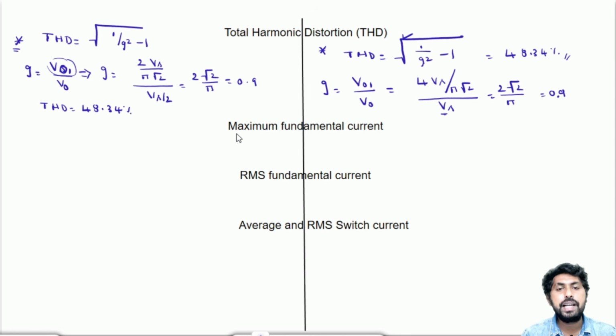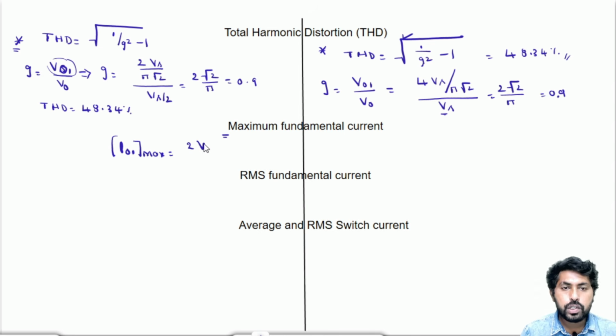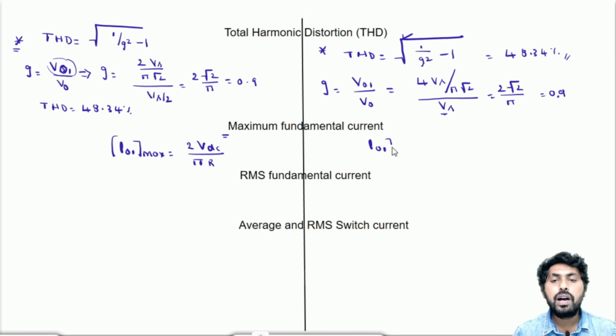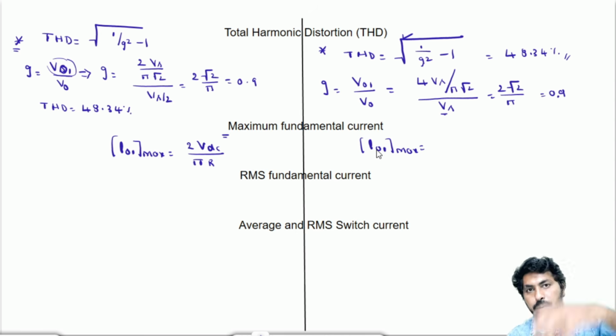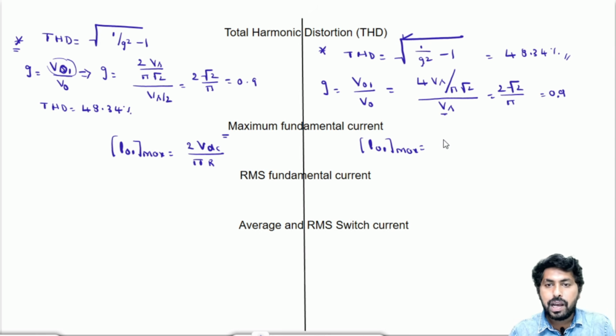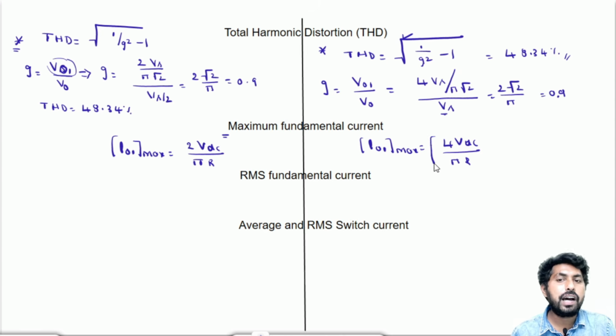Now let me find the maximum value of the fundamental current. The maximum value of the fundamental will be I01 max, which is equal to 2 VDC by n pi into R. Here n equals 1, so 2 VDC by pi R for the half bridge. For the full bridge, the value will be 4 VDC by n pi, so 4 VDC by pi into R. That will be I01 maximum.